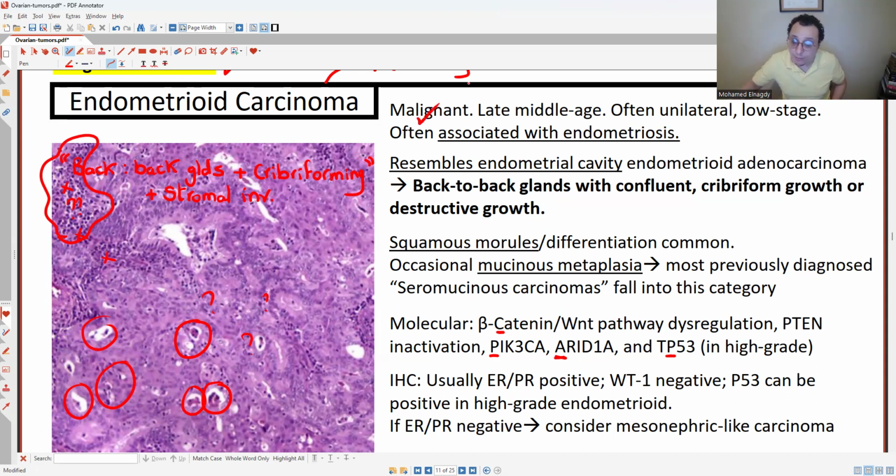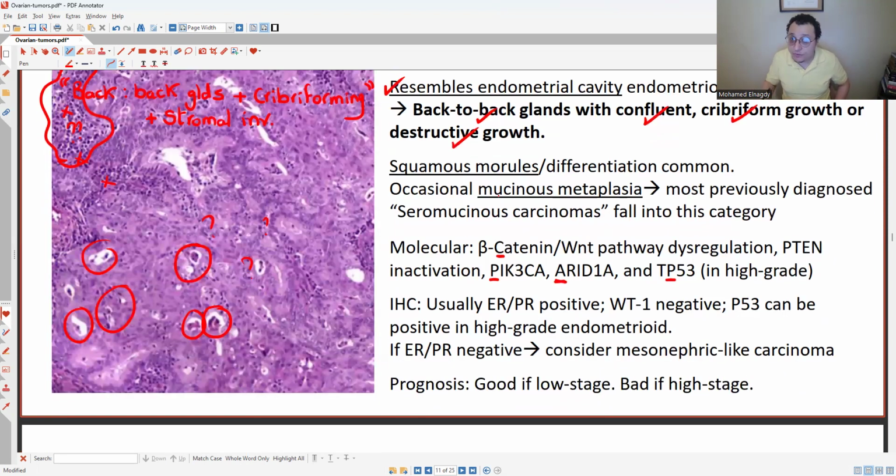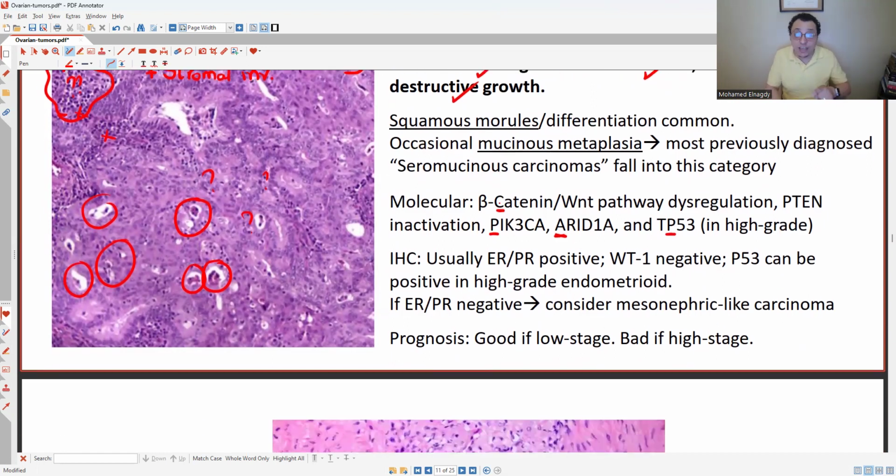Endometroid adenocarcinoma is the malignant flavor of endometroid tumors of the ovaries. It's also, of course, associated with endometriosis. It resembles what you see in the endometrial cavity. You see back-to-back glands, confluent, cribriforming, destructive growth, and you sometimes see squamous morules, some mucinous metaplasia. And it's even the exact same molecular profile as endometroid adenocarcinoma.